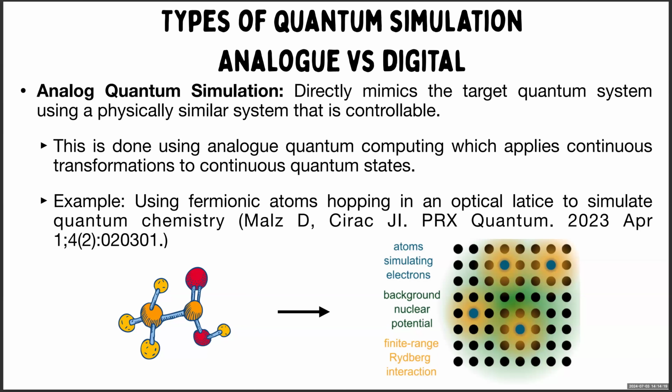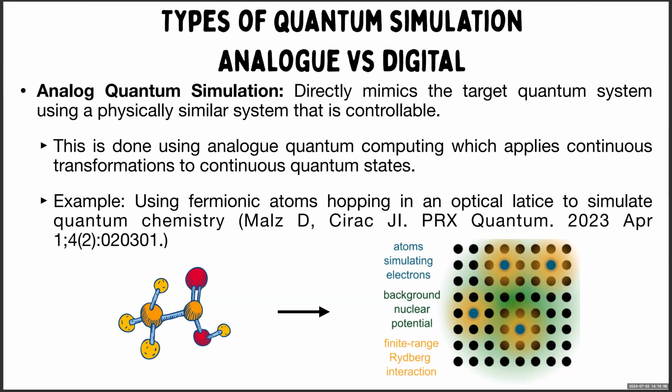But the main idea of analog quantum simulation is that you have some physical quantum system that's controllable, and you're able to control and transform the system in such a manner that it mimics the dynamics of some target quantum system that you want to simulate. An example, for which I provided a reference to the paper here, is fermionic atoms hopping in an optical lattice being used to simulate quantum chemistry. They have some molecule that they want to simulate, and they effectively make a mapping from this to the Hamiltonian that describes these fermionic atoms hopping on the optical lattice. By controlling this system, they can effectively mimic the dynamics of the molecule that they are trying to study. So you can read about this in the paper if you're interested.